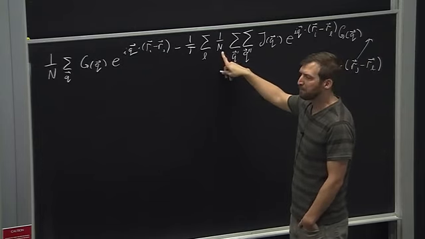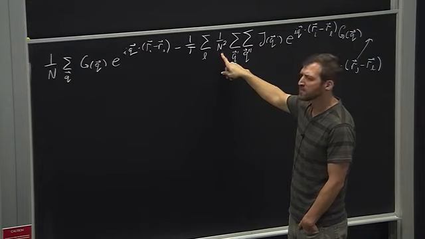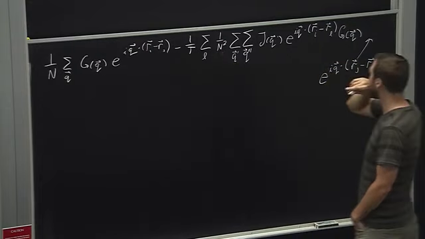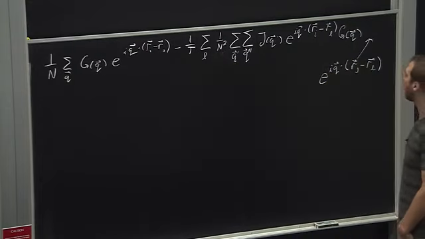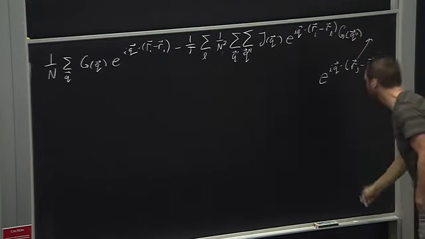Is this right? Yeah, there's two Fourier transforms. What else? I think that's right. Oh yeah, right here. And right here.